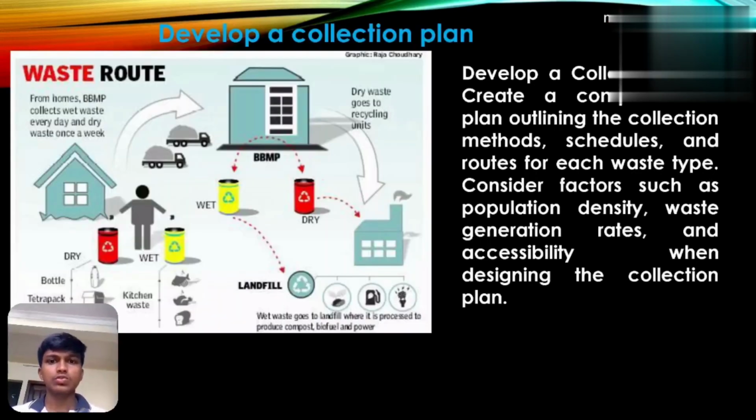So, next is to develop a collection plan. Create a comprehensive plan outlining the collection methods, schedules, and routes for each waste type, and consider factors such as population density, waste generation rates, and accessibility when designing the collection plan. Developing a collection plan involves identifying the types of waste that need to be collected, determining the appropriate disposal methods, and creating a schedule for collection. The plan should also include guidelines for handling and storing the waste.